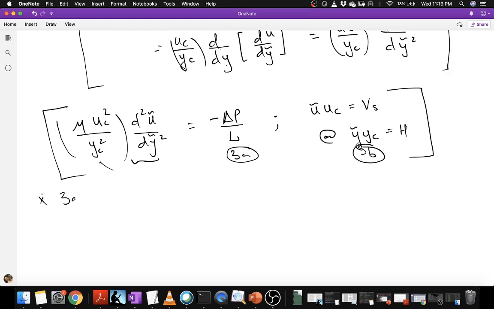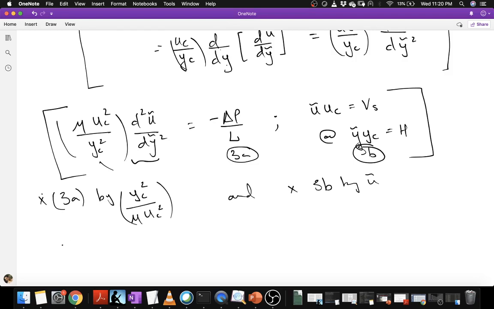So multiplying 3a by the inverse, yc square upon mu uc square. And similarly, I will multiply 3b with, now remember in this case it's trivial, clearly we need to specify the velocity to the boundary, so we just multiply throughout by u tilde. And similarly the y, we can just take yc to the other side. But when there are different terms, that's when the question arises.